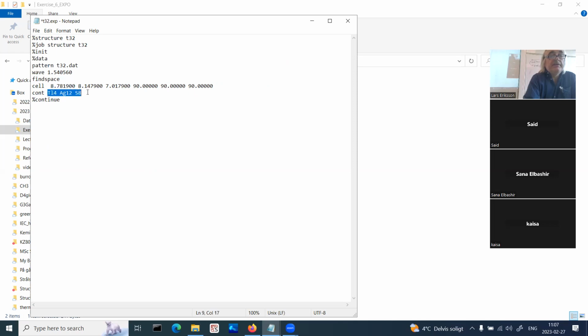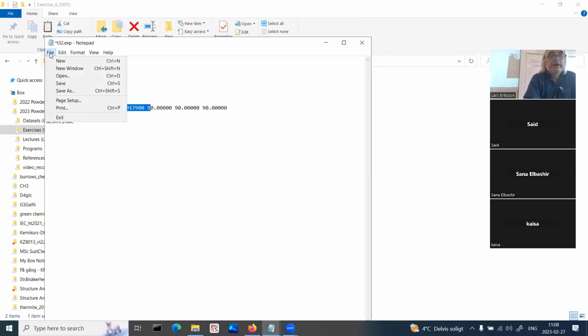Here is the composition. It's thallium 4, silver 12, sulfur 8 in a unit cell with ABC equal to that. So, file save.